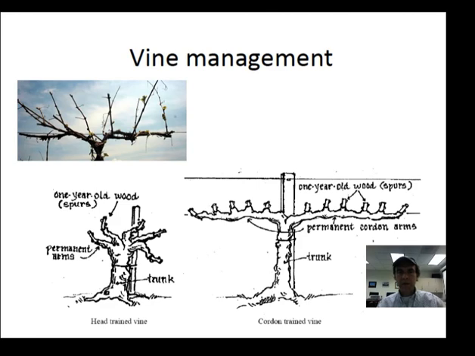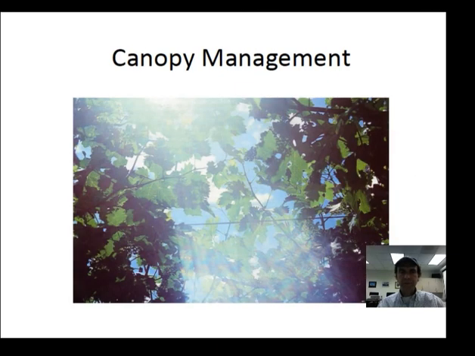We also have different pruning systems and training systems. Here is a head-trained vine, and this is a cordon-trained vine. This is spur pruned, which is easier and faster to do, and this also has some spurs. It could be cane pruned as well.